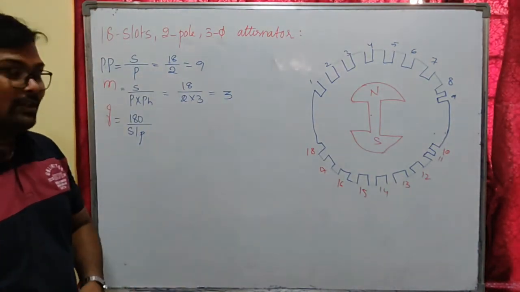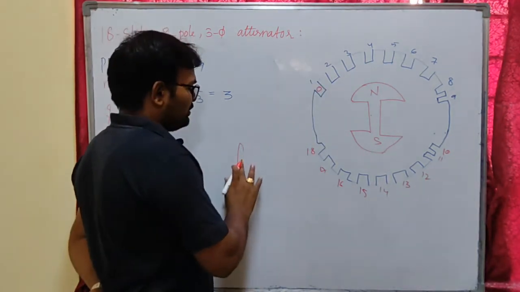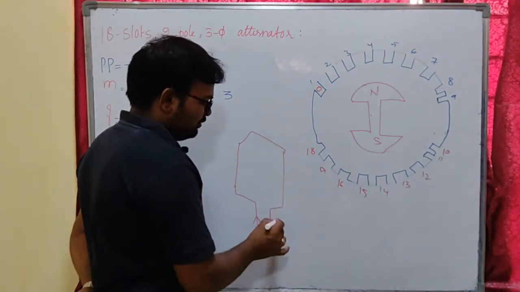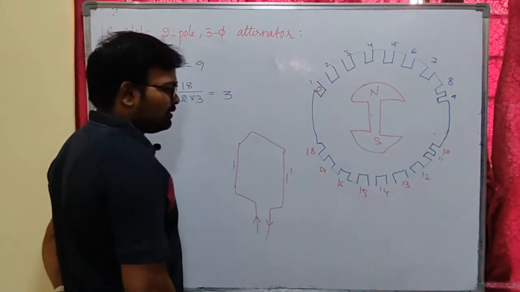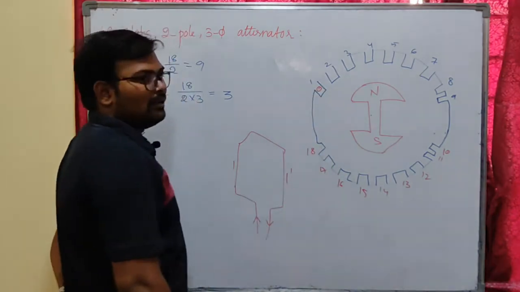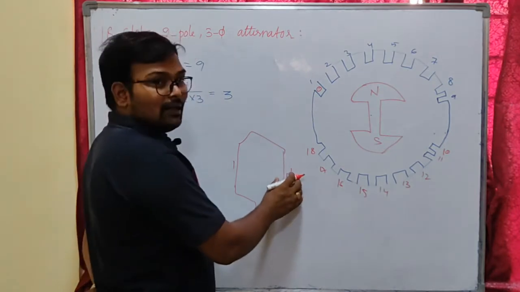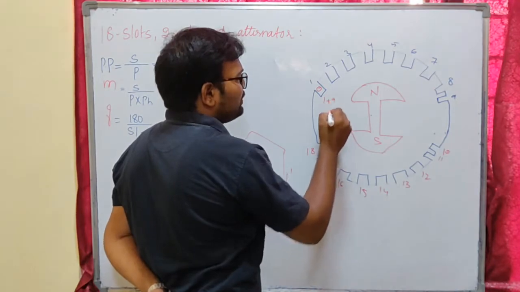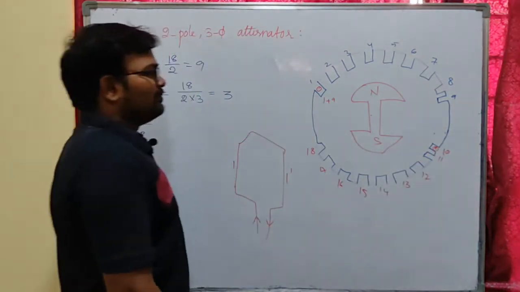Then what is short pitch, what is full pitch winding? Here, a coil has 2 coil sides. This is my coil, this will go in, this will go out. This is my coil side 1, and this is the other coil side 2. If I keep my coil side 1 in the first slot, for a full pitch winding I have to keep the other coil side after one pole pitch distance. Pole pitch is 9, so I have to keep the second coil side in the 10th slot.